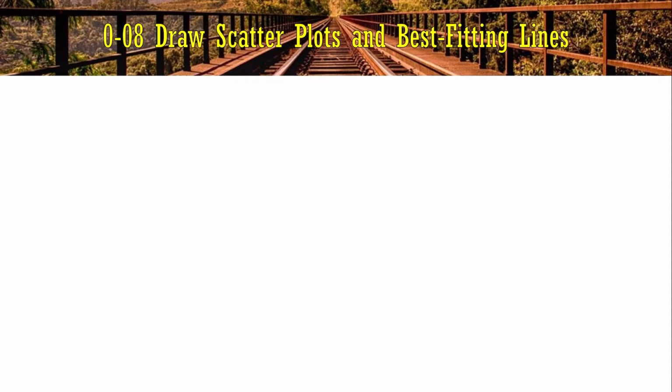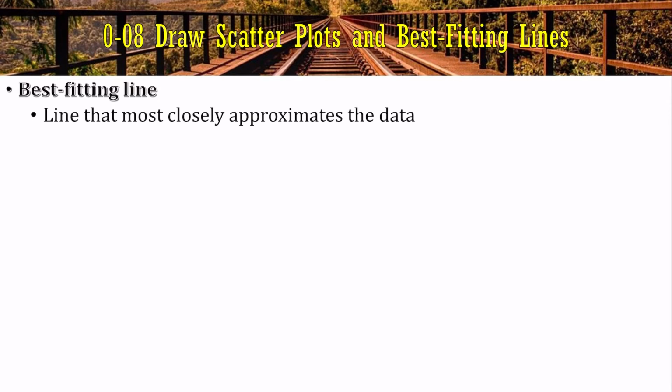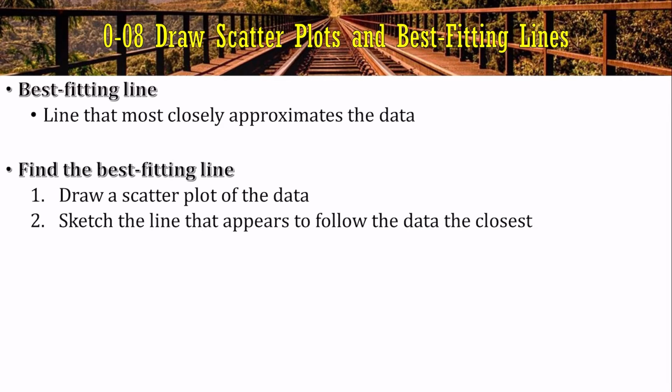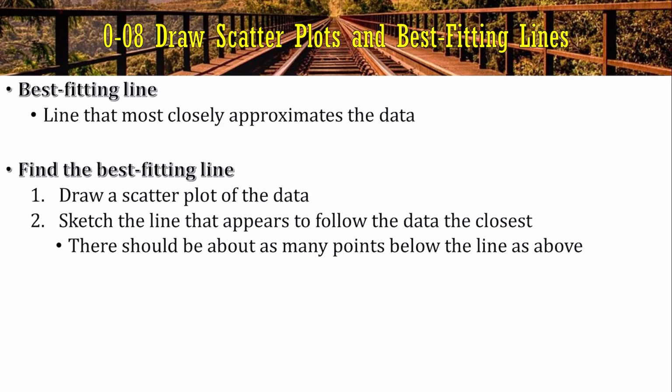If some of the graphs fit a line, it'd be nice to know what that line is. The best fitting line would be a line that most closely approximates the data. To find it, you're going to draw the scatter plot of the data very neatly, very carefully. You're going to sketch the line that appears to follow the data the closest. The line needs to go through the middle of the group of points, not at the top, not at the bottom. So if you have a bunch of points like that, you have to go through the middle.